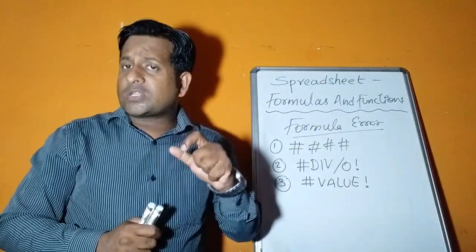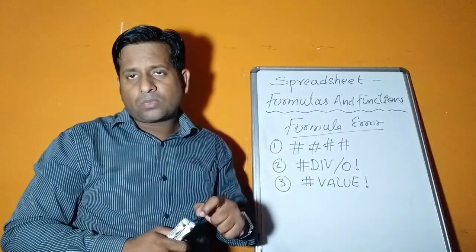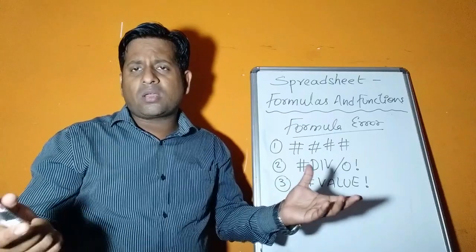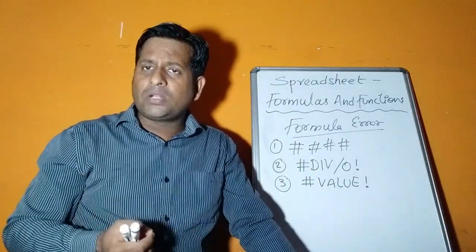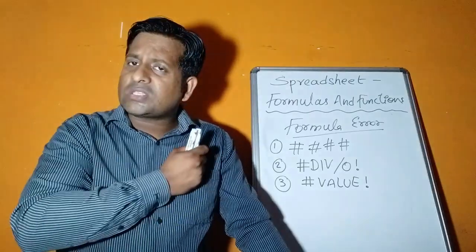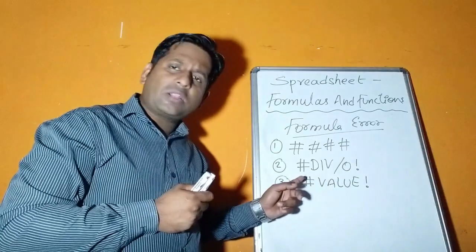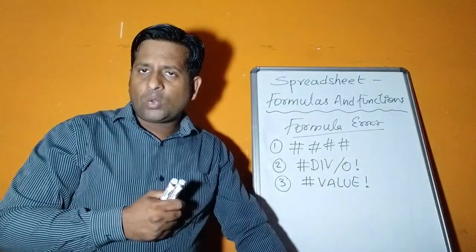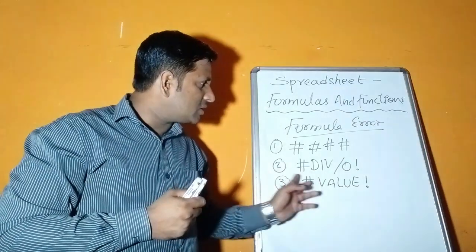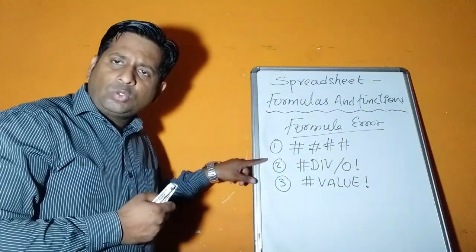It is an operator which should not be used in the formula but still you have used it. Maybe a comma, a question mark, an asterisk, or any symbol which is not at all required there. In such a case you get the message #VALUE!. This is the third type of formula error. Understood, children? Points number 1, 2, 3.